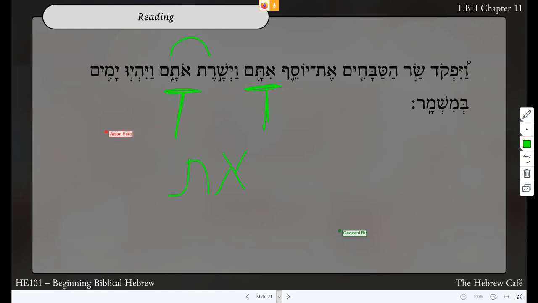Okay? Otam. Vayihyu. Vayihyu. Go ahead and take that shva there as vocal. Yihyu. Yamim. Be mishmar. Mishmar. And the mishmar is again what we got from the last verse, confinement, guard, like he's under guard. Okay. Any words here that are problematic?